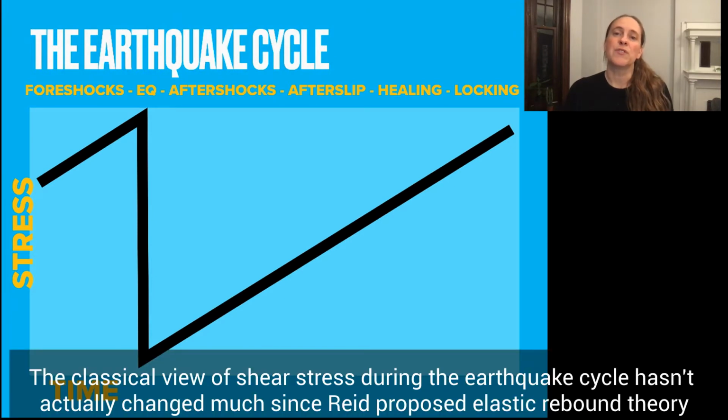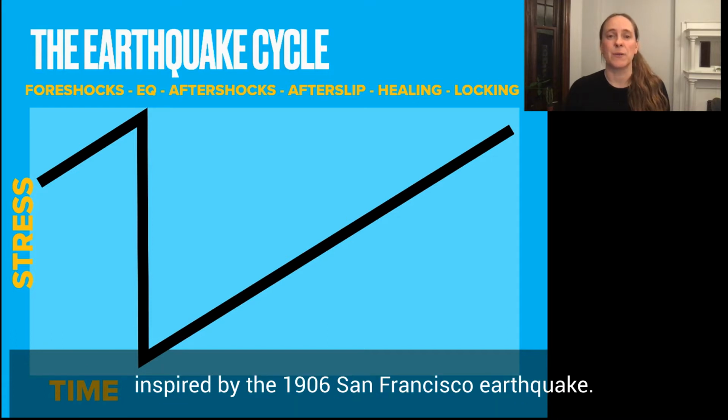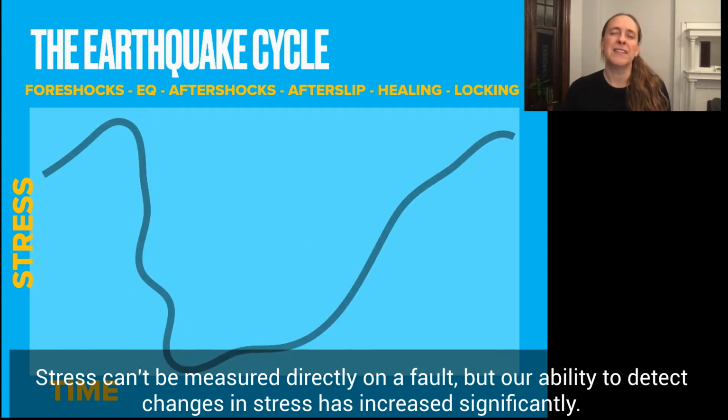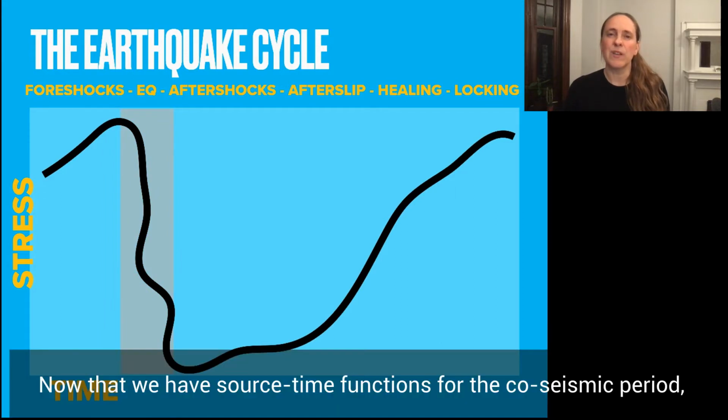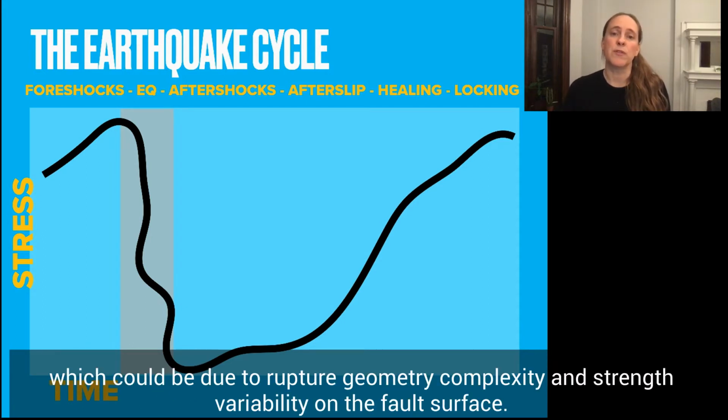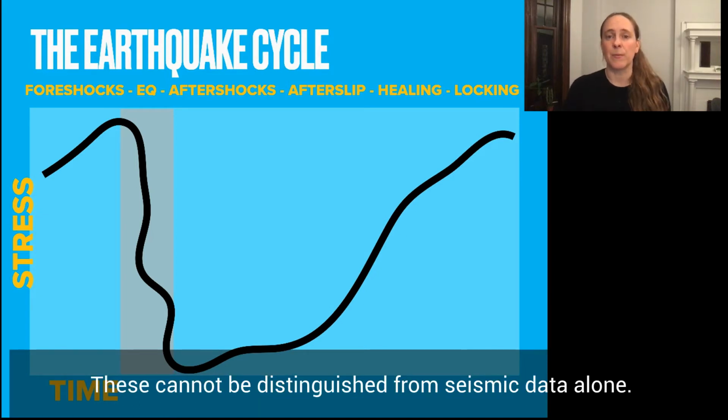The classical view of shear stress during the earthquake cycle hasn't actually changed much since Reid proposed elastic rebound theory, inspired by the 1906 San Francisco earthquake. Stress can't be measured directly on a fault, but our ability to detect changes in stress has increased significantly. Now that we have source time functions for the co-seismic period, we know that slip acceleration and velocity vary during earthquakes, which could be due to rupture geometry complexity and strength variability on the fault surface. These cannot be distinguished from seismic data alone.